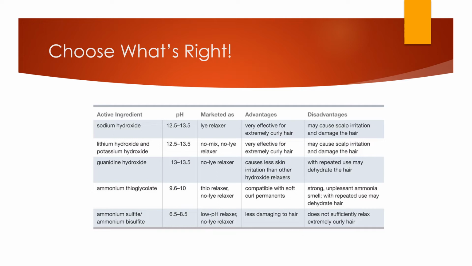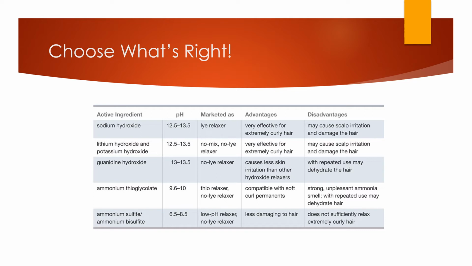You see that the active ingredient, sodium hydroxide, has a pH of 12.5 to 13.5. This is marketed as a lye relaxer. Your advantages are very effective for extremely curly hair. Your disadvantages may cause scalp irritation and damage the hair. Your lithium and potassium hydroxide relaxers have a pH of 12.5 to 13.5. These are a no mix, no lye relaxer. It's very effective for extremely curly hair, and it also may cause scalp irritation and damage the hair.